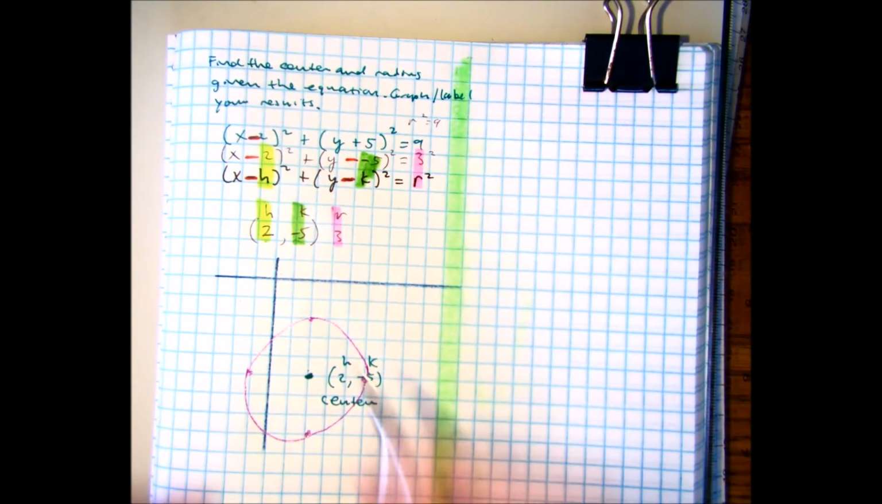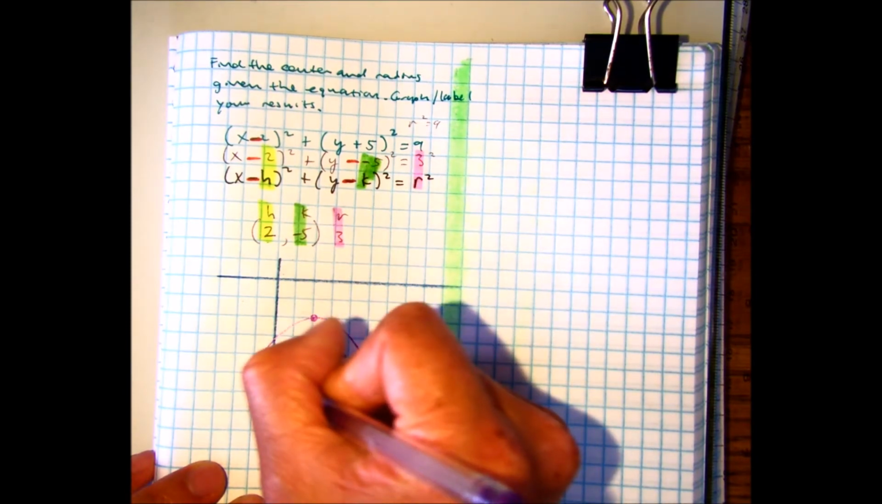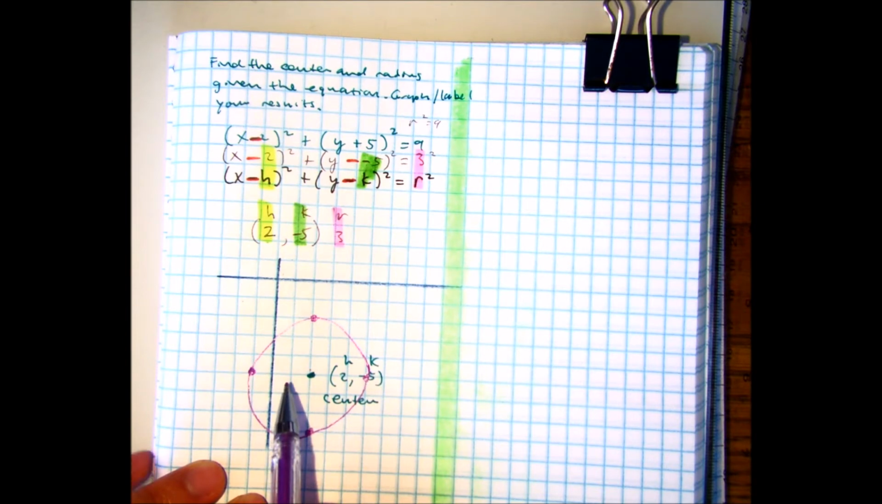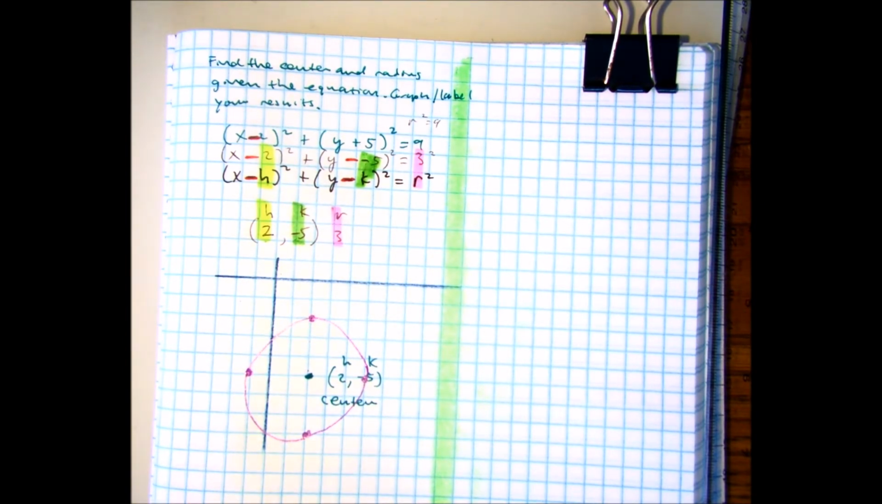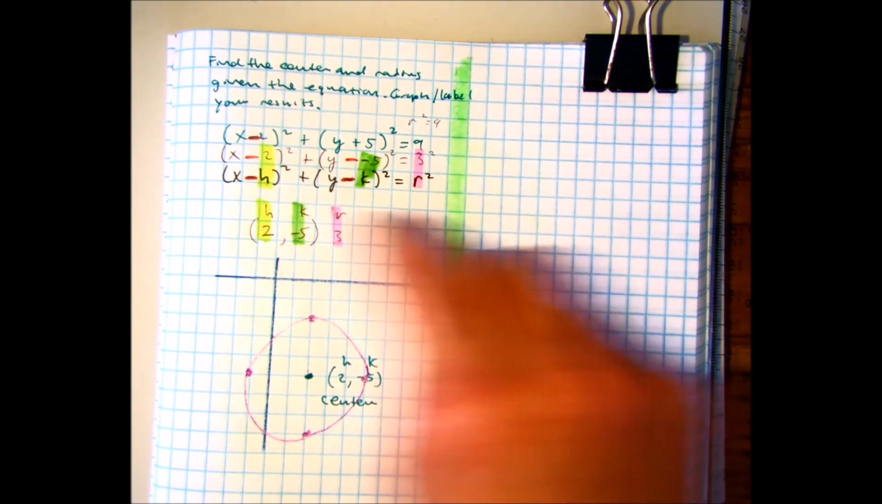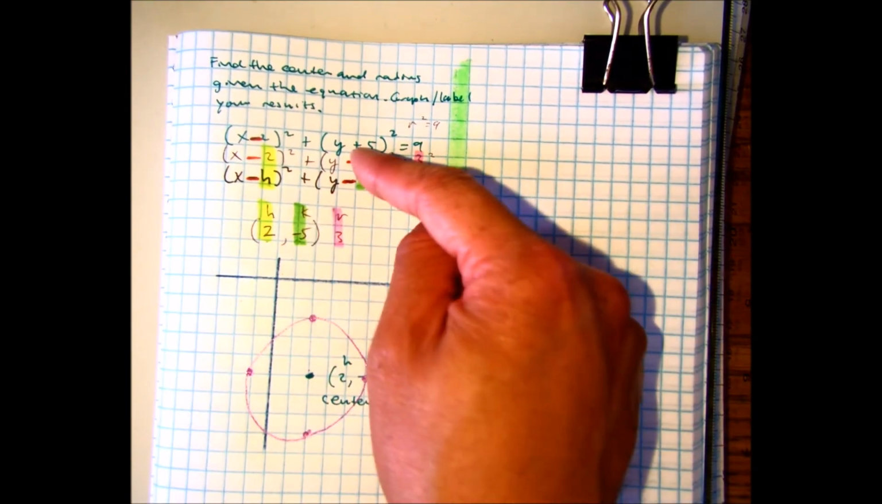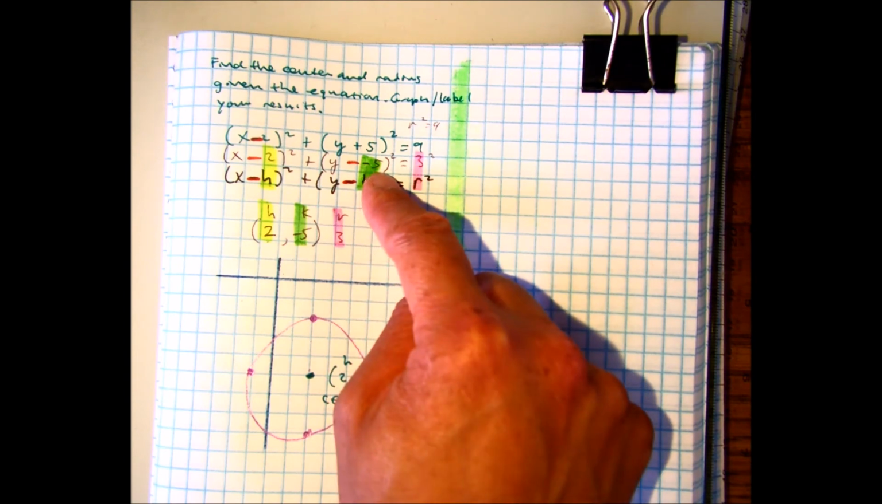You're not being judged on the shape of your circle. You are being judged on those points. Okay? And this is how we found the center and the radius from the equation. Just change the positive to a negative. Pay attention to your negative signs.